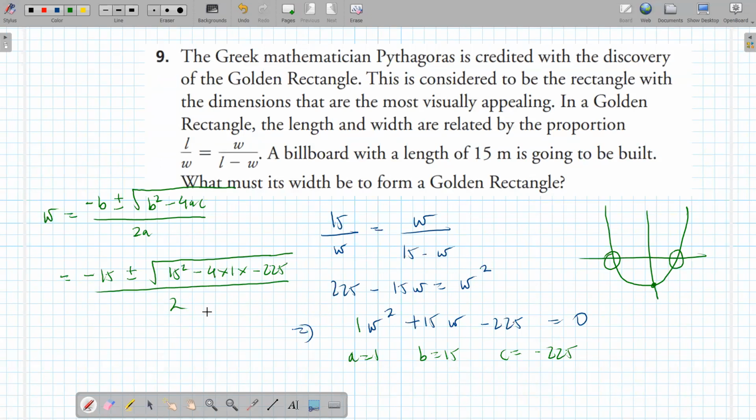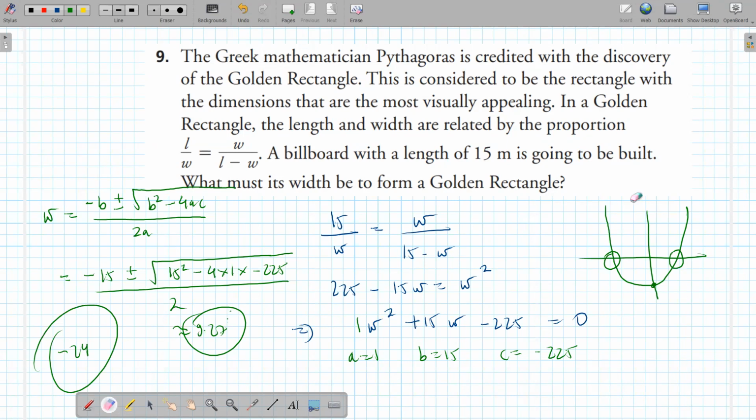I'm going to plug that in a calculator. Negative 15 plus, the plus will give you a positive, usually, divided by 2. One answer is 9.27. Now the other one I'm going to do minus. So negative 15 minus the square root of 15 squared minus 4 times 1 times negative 225, divided by 2, which gives me negative 24. Does negative 24 being the width of a rectangle make any sense? No, so our width must be 9.27, okay?